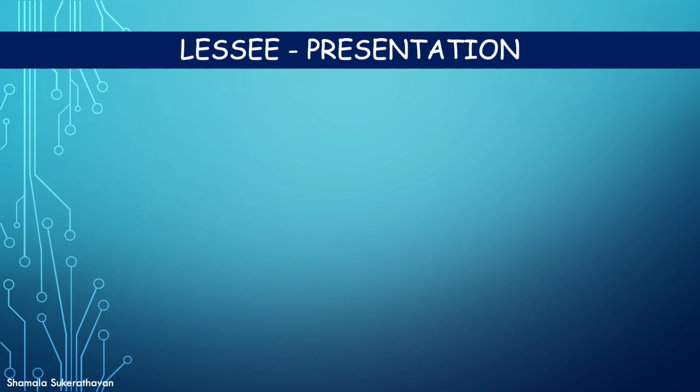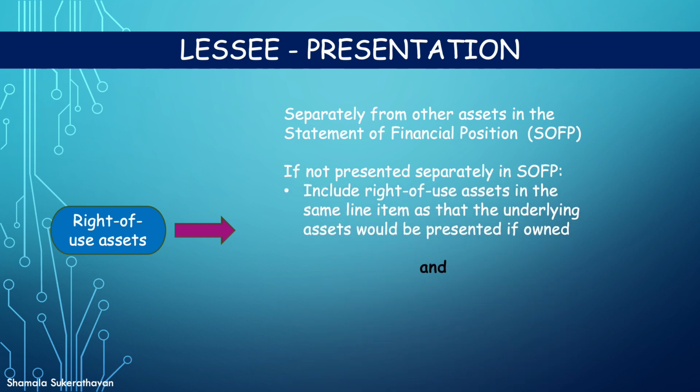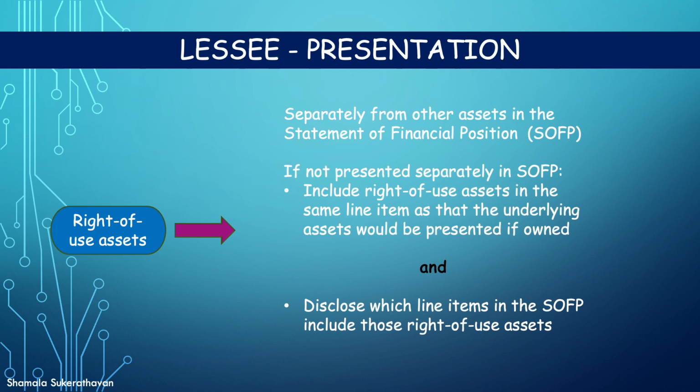A lessee shall present right-of-use assets separately from other assets in the statement of financial position. If the lessee does not present right-of-use assets separately in the statement of financial position, the lessee shall 1. Include right-of-use assets in the same line item as that within which the corresponding underlying assets would be presented if they are owned, and 2. Disclose which line items in the statement of financial position include those right-of-use assets.